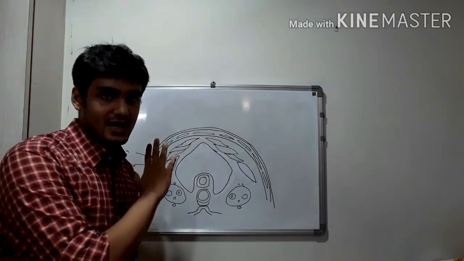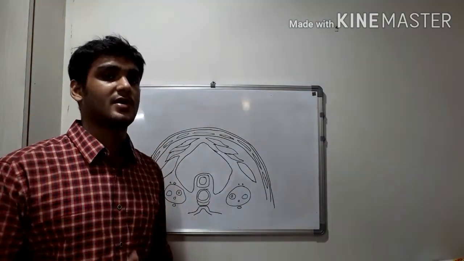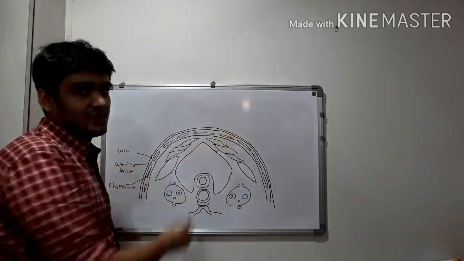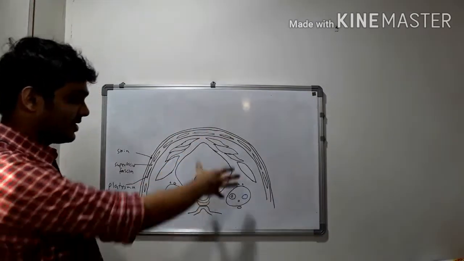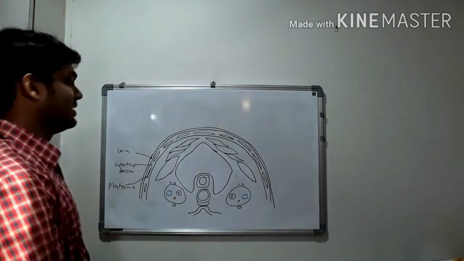And this is the diagram of the transverse section of neck, which shows all the structures present in the neck. This is the skin, outermost layer. Then we have the superficial fascia, which consists of platysma. And these are various structures, the muscles. This is our thyroid gland. This is the carotid sheath. And these are trachea and esophagus.